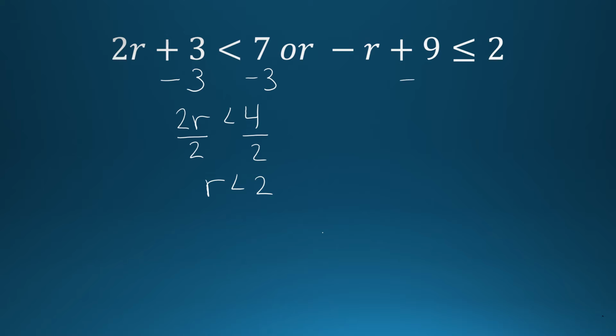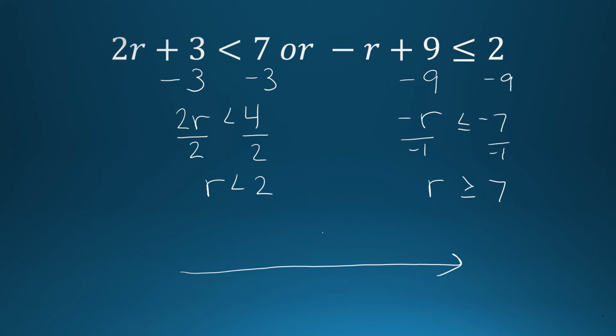Again, completely separate, just as if it were two different problems. I'm going to first subtract 9 from both sides to get negative r is less than or equal to negative 7. And then to get rid of the negative, I'm going to divide both sides by negative 1. And what happens here is if you divide both sides of an inequality by a negative number, or even multiply by a negative number, your inequality symbol changes. So this becomes r is greater than or equal to positive 7. So notice how that went from a less than symbol to a greater than symbol.